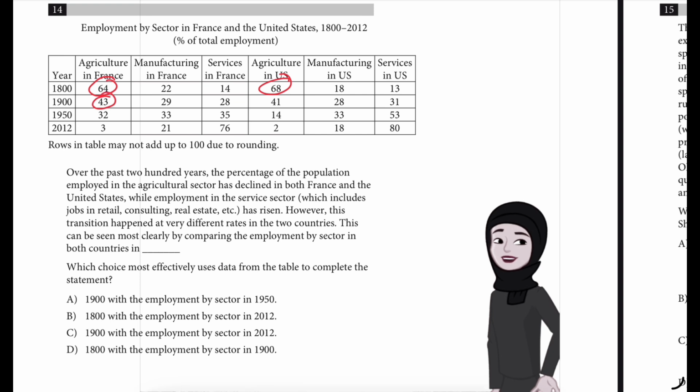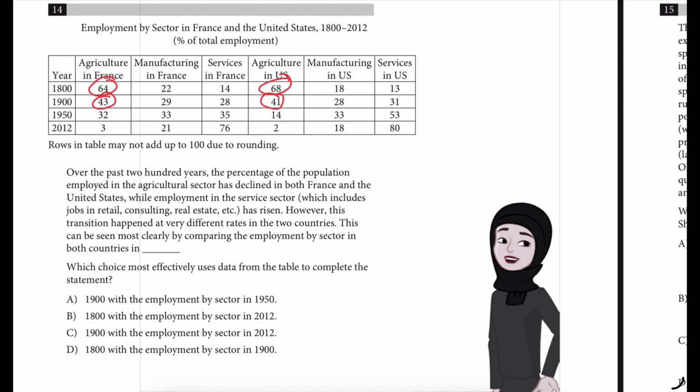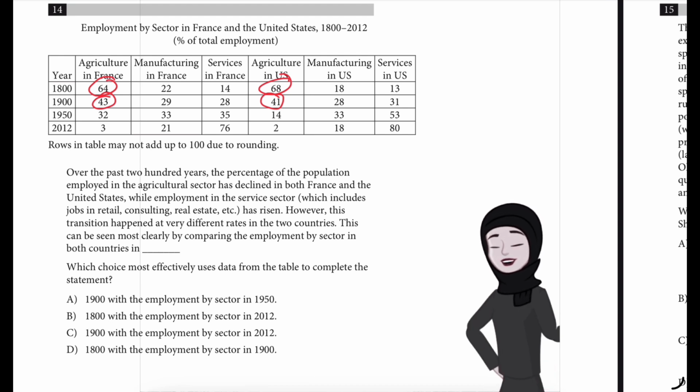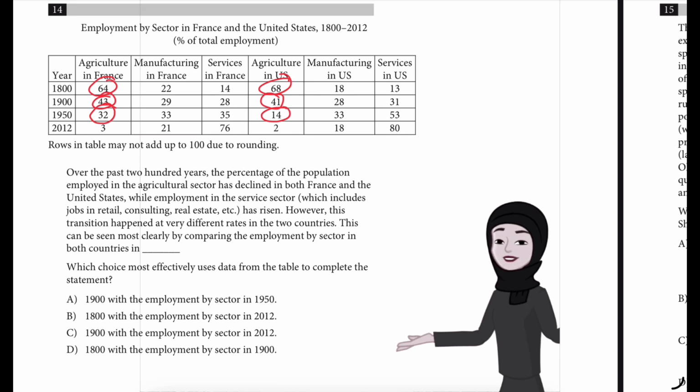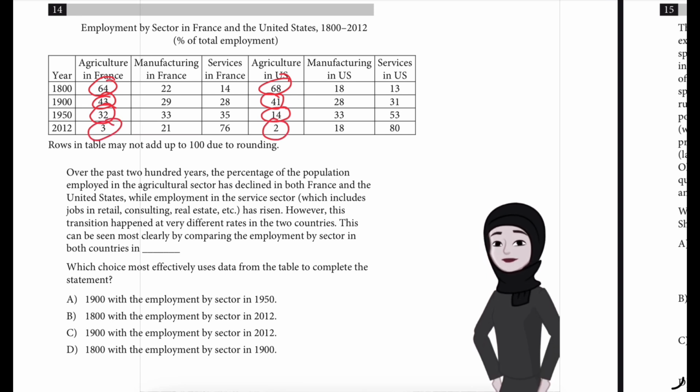But then it goes to 43% in France and 41% in agriculture by 1900s. Then if you look at 1950, 32% it has become now, whereas agriculture in the US went down very much, 14% in the 1950s itself. And agriculture in France by 2012 is just 3% and in the US 2%.